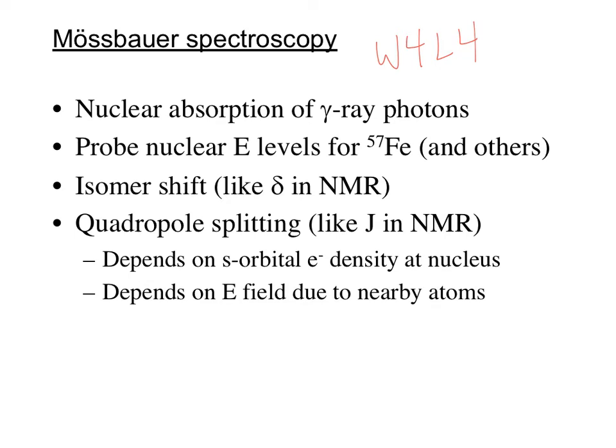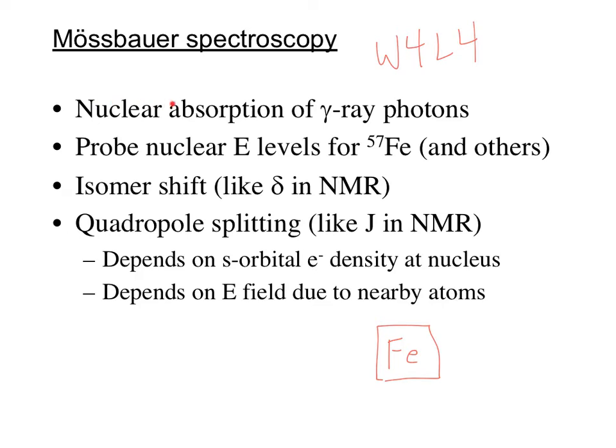This form of spectroscopy is really only used for iron. There are other elements that you can do this with, but iron is certainly the most common, and that's convenient because iron is pretty abundant in biological systems, and being able to observe iron in different environments is a good thing. So the basis of the technique is this.